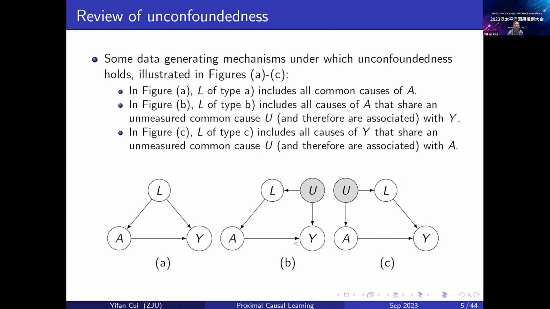In figure B, though you have an unmeasured factor U, here L includes all causes of A that share an unmeasured common cause U with Y. So this unconfoundedness given L still holds. For figure C, though you have an unmeasured factor U, the unconfoundedness given L also holds. Here, L includes all causes of Y that share an unmeasured common cause U with A. We call this L in figure B a type B proxy, and in figure C, the L is a type C proxy. And in a figure, these three types of proxies might coexist.